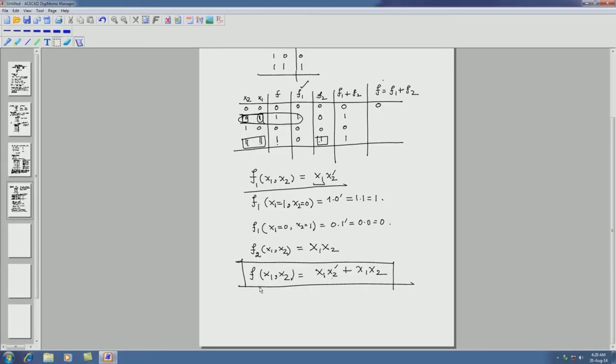So, let us take the first point when both are zeros, then x1 equal to 0, x2 equal to 0, and this gives 0. Then when x1 equal to 1 and x2 equal to 0, then this is 1 and this is 1, so I get 1 over here. When x2 equal to 1 and x1 equal to 0, then this is evaluated to 0 and this is also evaluated to 0. So, I get 0 over here, and when both are 1, then this is 1, therefore, I will get 1 over here. So, we see that the expression that we have got matches with the Boolean function.